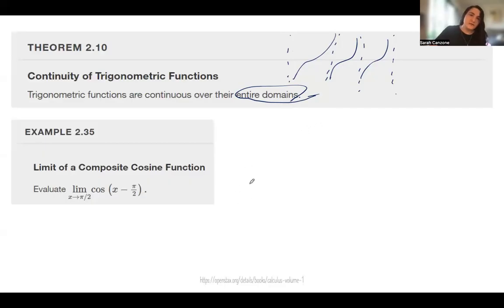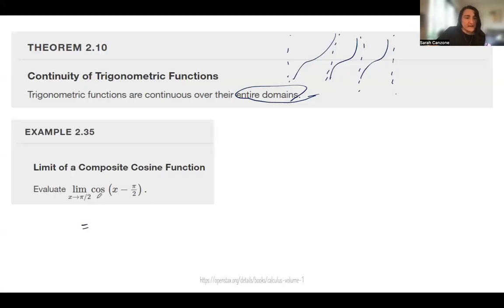So trig functions are continuous over their entire domains, which means that if you're looking to take the limit of any type of trig function, all you have to do is plug in that value, ideally. Unless we have an example like the video before where we have, say, sine of 1 over x. Maybe we'll use the squeeze theorem. But for something as simple as this, we can just plug in whatever value it is, and it should work.